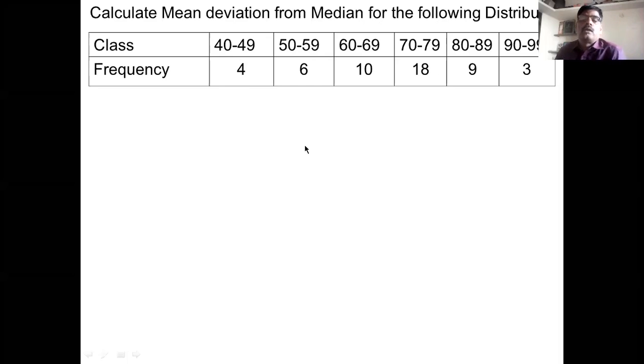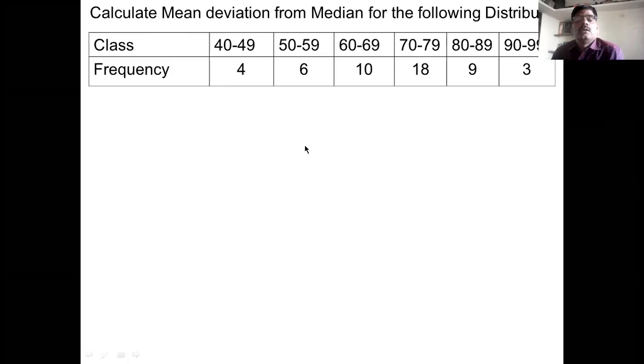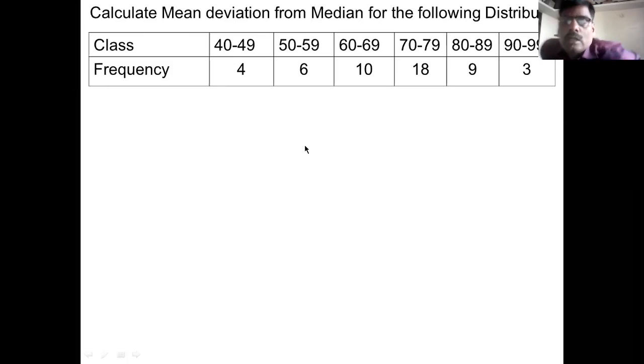First you have to calculate the mean, median, or mode, or quartiles, for the purpose of mean deviation, then calculate the deviation. Here are the two steps. In the first step, calculate mean, median or mode or quartiles. Then calculate the deviation. Deviation is the second part.